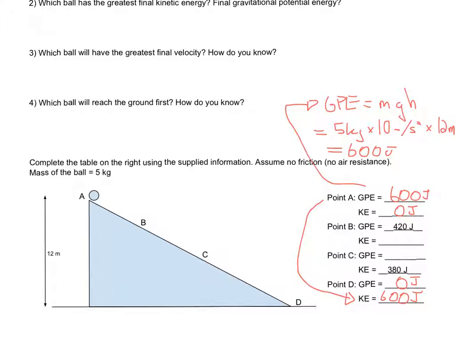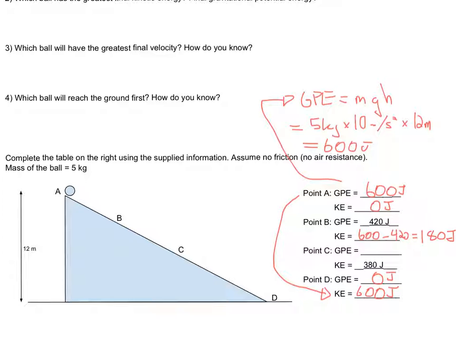To find these other 2 points that we don't yet know, we know that the total always has to equal 600. So if we look at point B specifically, the kinetic energy is going to be equal to our total, 600, minus the information they tell us, 420, and we are going to get 180 joules at that point. Looking at point C, we're given the kinetic energy is 380 joules, so once again we do our total, 600 minus what's given to us, 380, and we get that the gravitational potential energy at that point is 220 joules.